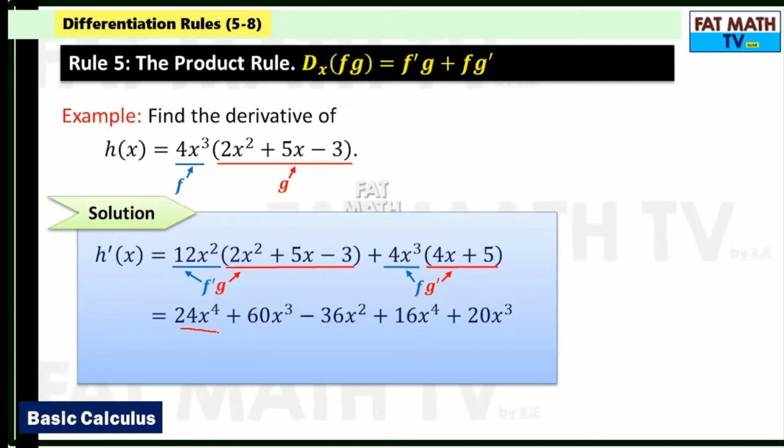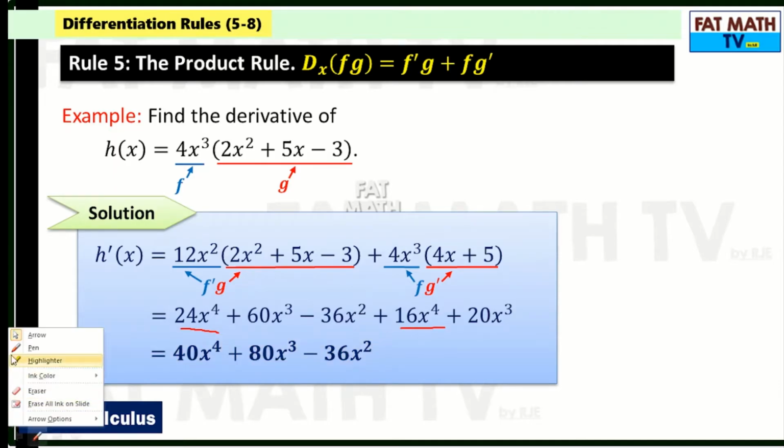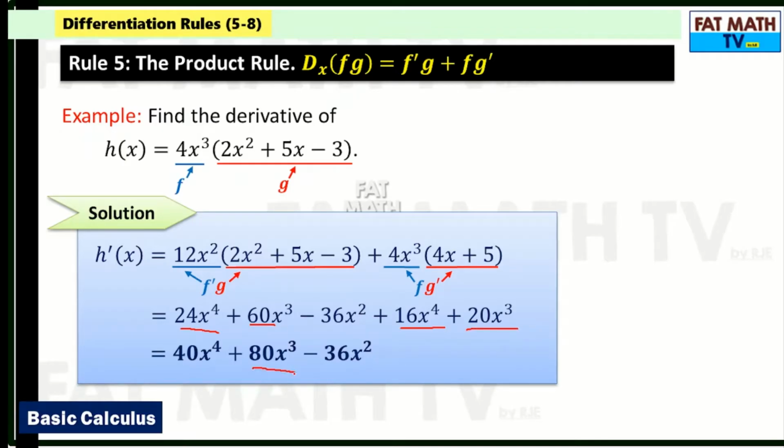So 24x raised to 4 and 16x raised to 4 will give you 40x raised to 4. And 60x cubed and 20x cubed will give you 80x cubed. And then this negative 36x squared, you just copy. So this is now the derivative of the given function.